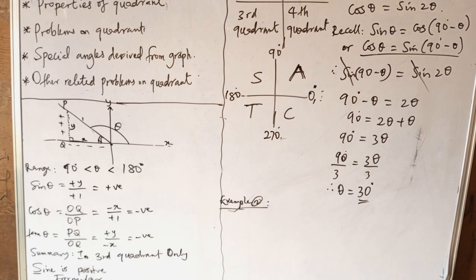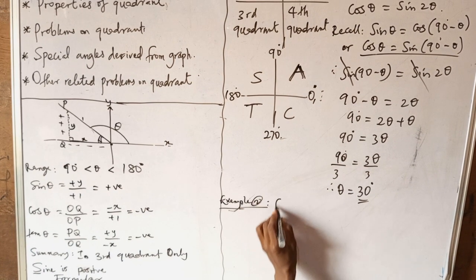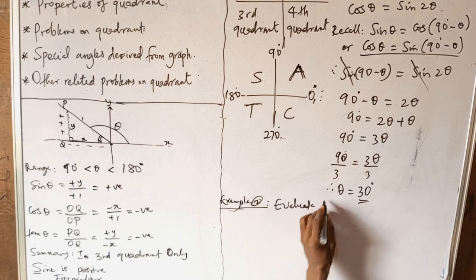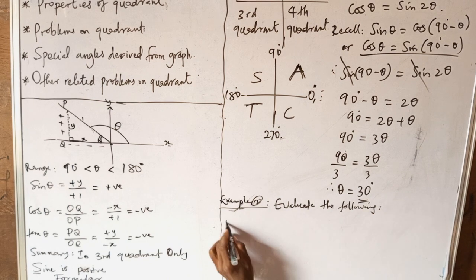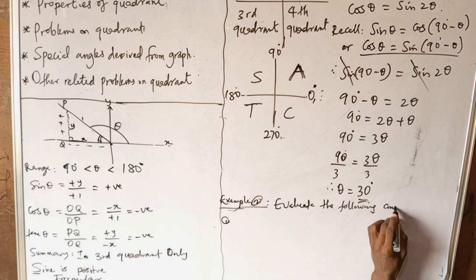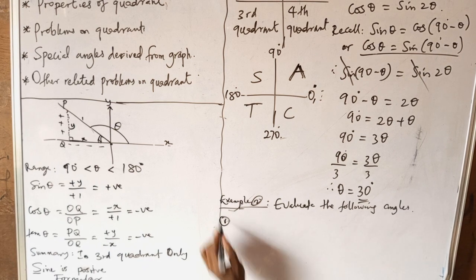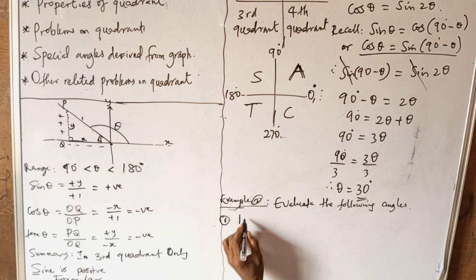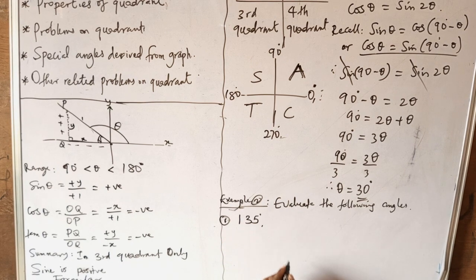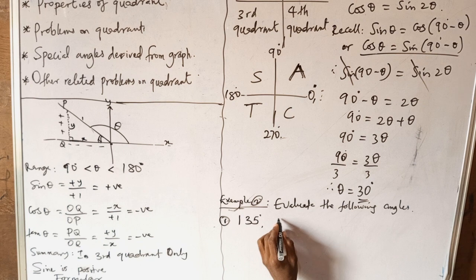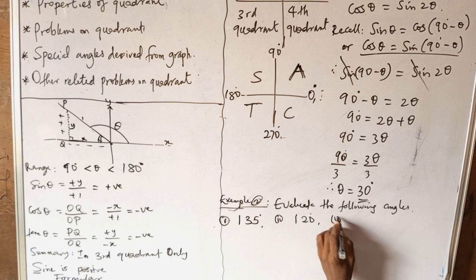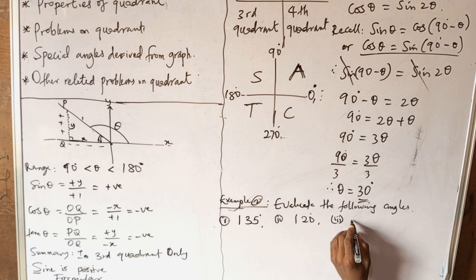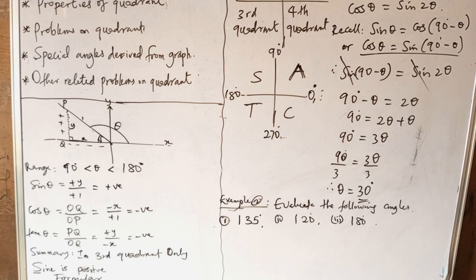Example 2. Evaluate the following angles. The first one, I have 135 degrees. I have 120 degrees. I have 180 degrees. So let's stop on these 3.